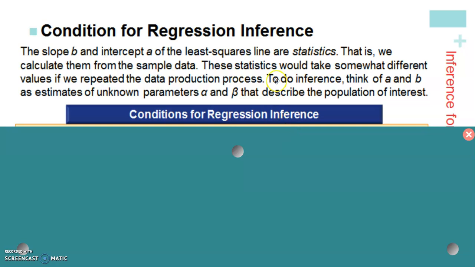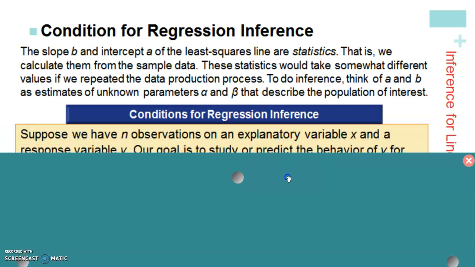All right, so the slope, we'll call it b, and the intercept, we'll call that a, of the least squares regression line are statistics. That is, we can calculate them. For individual samples, we can get different values. These statistics would take somewhat different values if we repeated that process over and over again. So to do inference, we think of a and b as estimates of unknown parameters alpha and beta, where alpha and beta are the true y-intercept and slope of the population regression line.